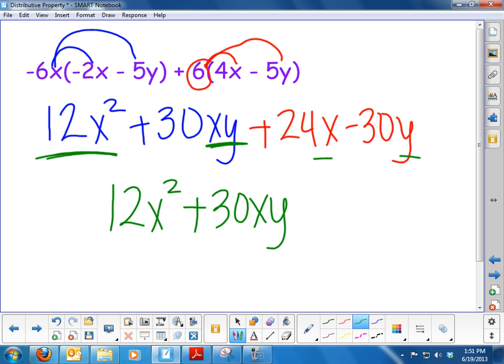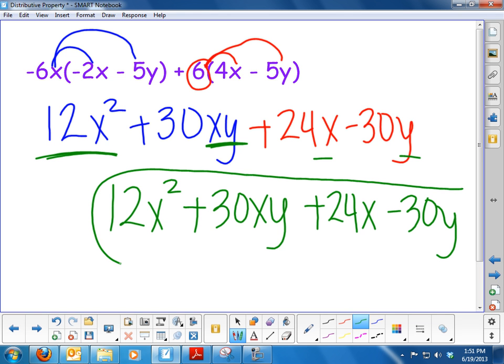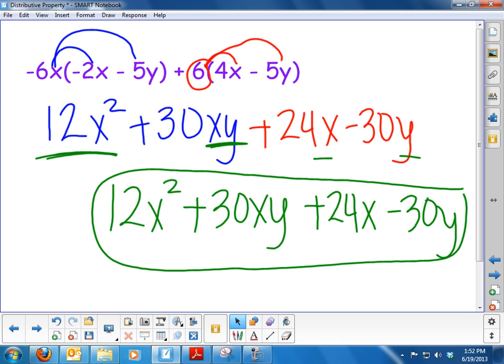Can I combine the 24x with anything? Is there anything else that has just an x? Nope. So that gets written alone. And there's nothing else that has just a y. So this is a really long answer, but nothing is like terms here, so I can't do any more combining, so I am finished.